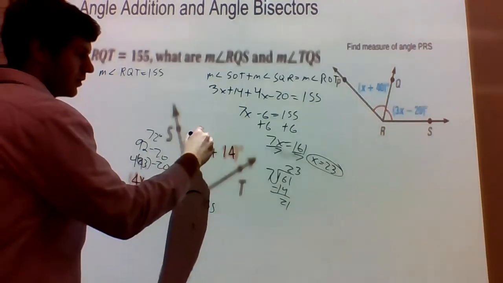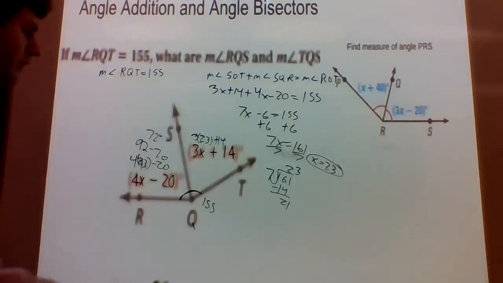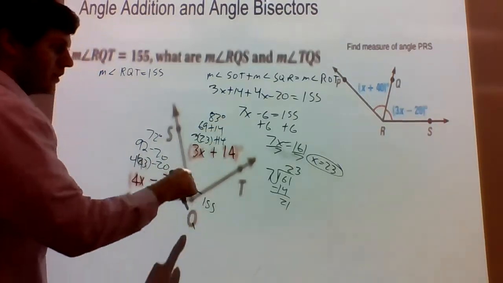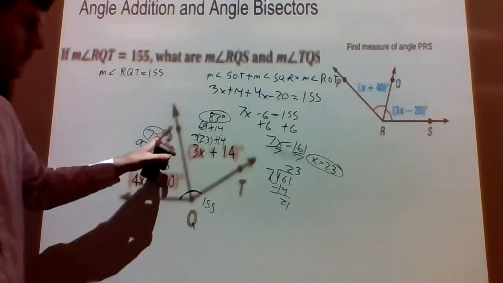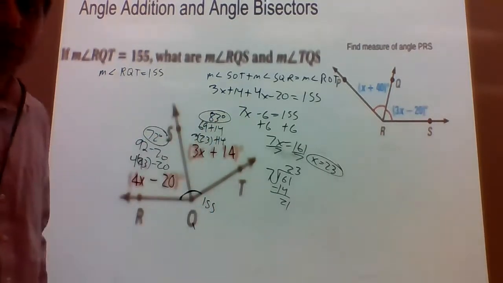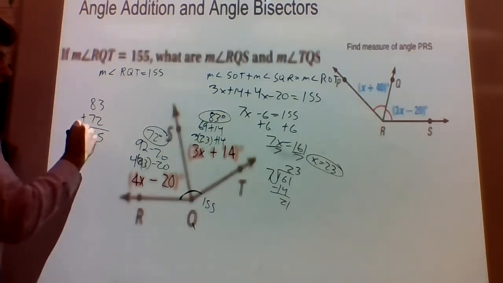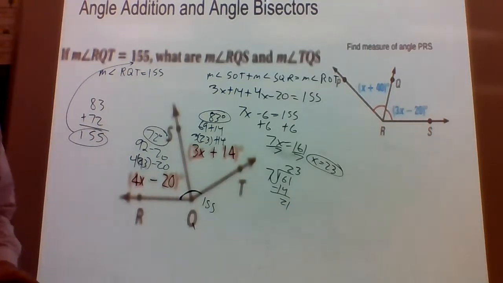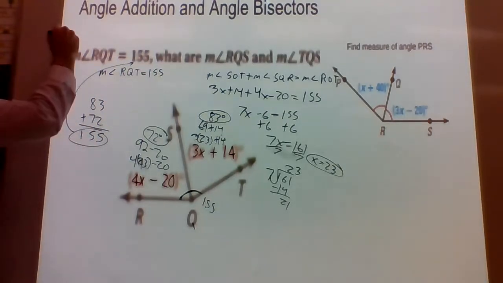3 times 23 plus 14. That's going to give us 69 plus 14, which is 83. So these are going to be our two answers. The measure of angle RQS is 72 degrees. The measure of angle TQS is 83 degrees. If we add those together, we get 155, which is what we're supposed to get. So we know we have the right answer. Okay. So that's number 5.